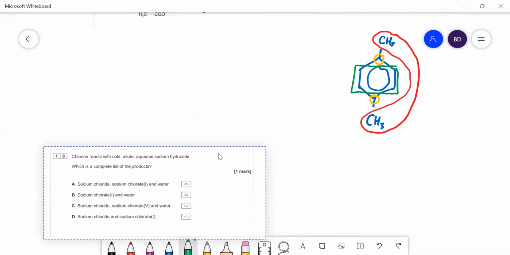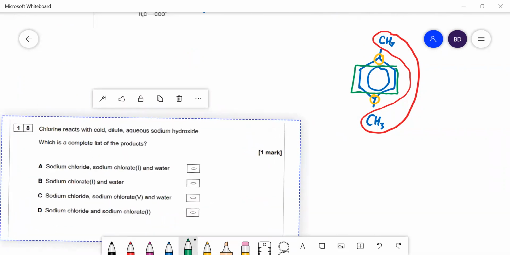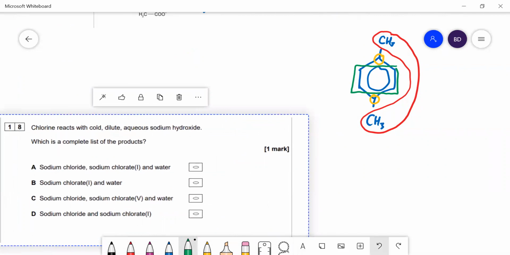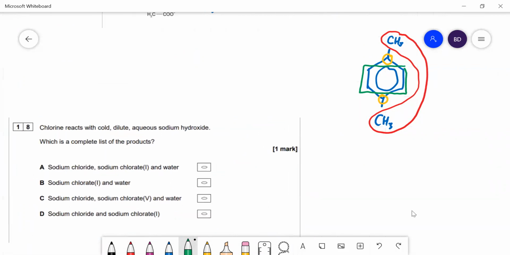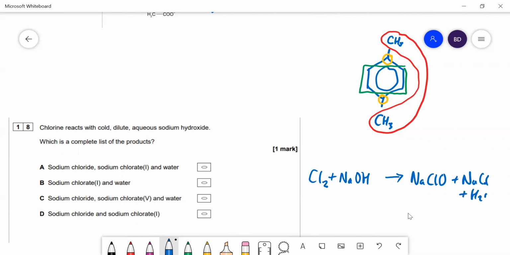Chlorine reacts with dilute cold aqueous sodium hydroxide. What are we going to get there? Let's write the equation down. Chlorine reacts with NaOH. So this is group 7. You need to know this. The disproportionation reaction, you get sodium chlorate(I), you get sodium chloride, and you'll get H2O. So the oxidation number of chlorine there is 0, plus 1 there, minus 1 there, disproportionates. So sodium chloride, sodium chlorate(I) and water is the right answer.